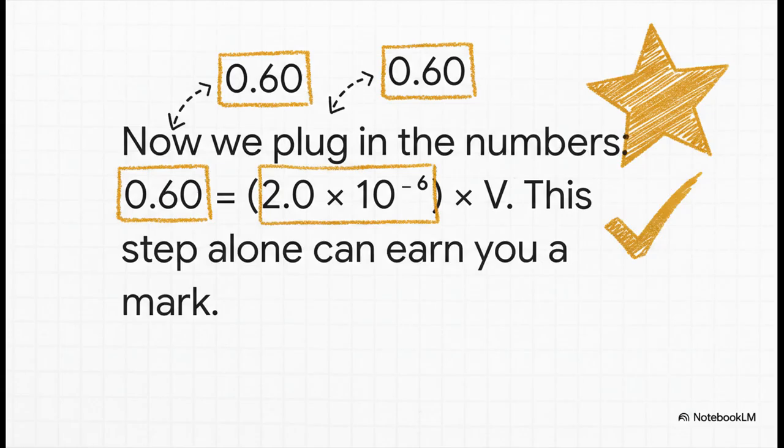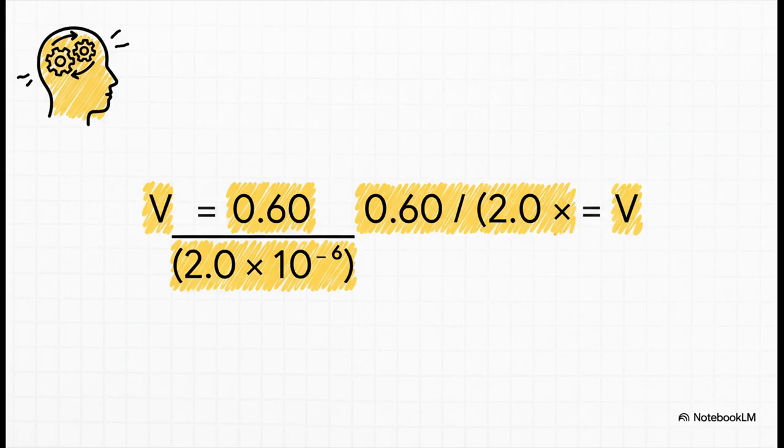Now, we just substitute our values into that formula. This step is your safety net, because even if you mess up the final calculation on your calculator, showing the correct substitution can still get you a mark. So we've got 0.60 equals our converted charge times V. So we need to find V, which means we just need to rearrange the equation.